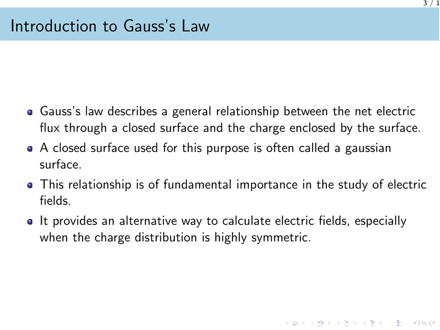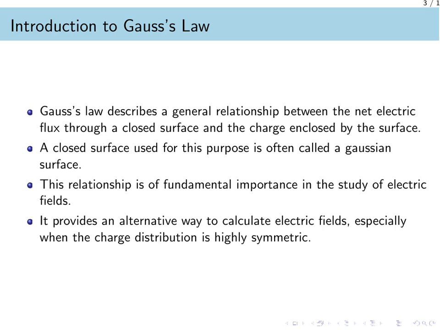Gauss's law describes a general relationship between the net electric flux passing through a closed surface and the net charge enclosed by that very same surface. For the purpose of these calculations, we refer to this imaginary closed boundary as a Gaussian surface. Understanding this relationship is of fundamental importance when studying electric fields in physics. It provides us with a powerful alternative method to calculate electric fields.